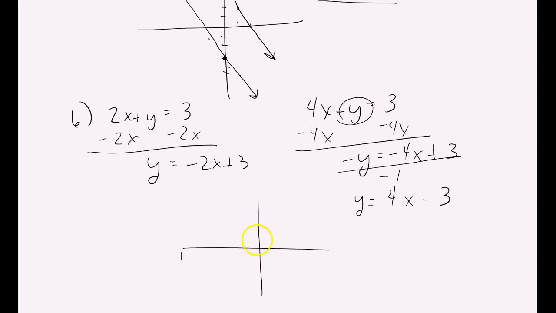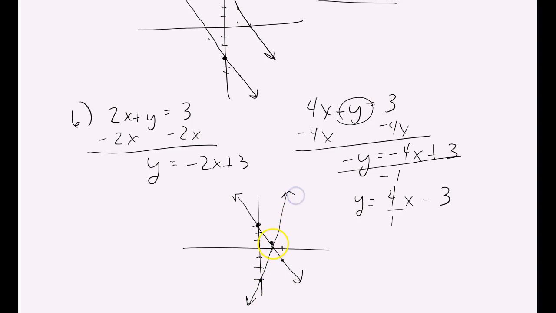Okay, this one starts me at 3, and the slope is negative 2. So down 2 over 1, down 2 over 1. So it looks something like that. This one starts at negative 3. And it's going to have me going 4, which means 4 over 1, which means up 4 over 1, up 4 over 1. So it's going to look something like that.